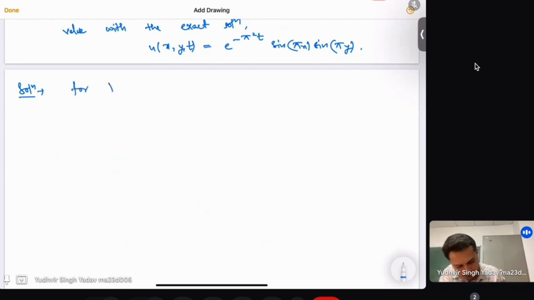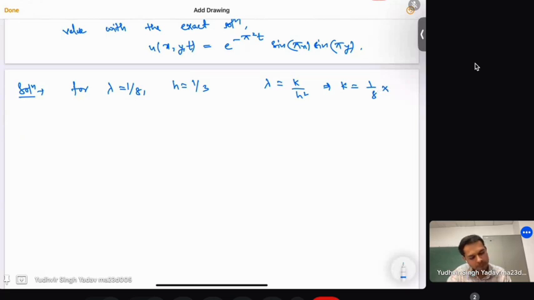So consider, as we have lambda is given 1 by 8 and h is given 1 by 3. So one can simply find the value of k here. As lambda is nothing but k by h square, it implies k is 1 by 8 times 1 by 9. So k is 1 by 72. So this is the step size in the time direction, that is 1 by 72.